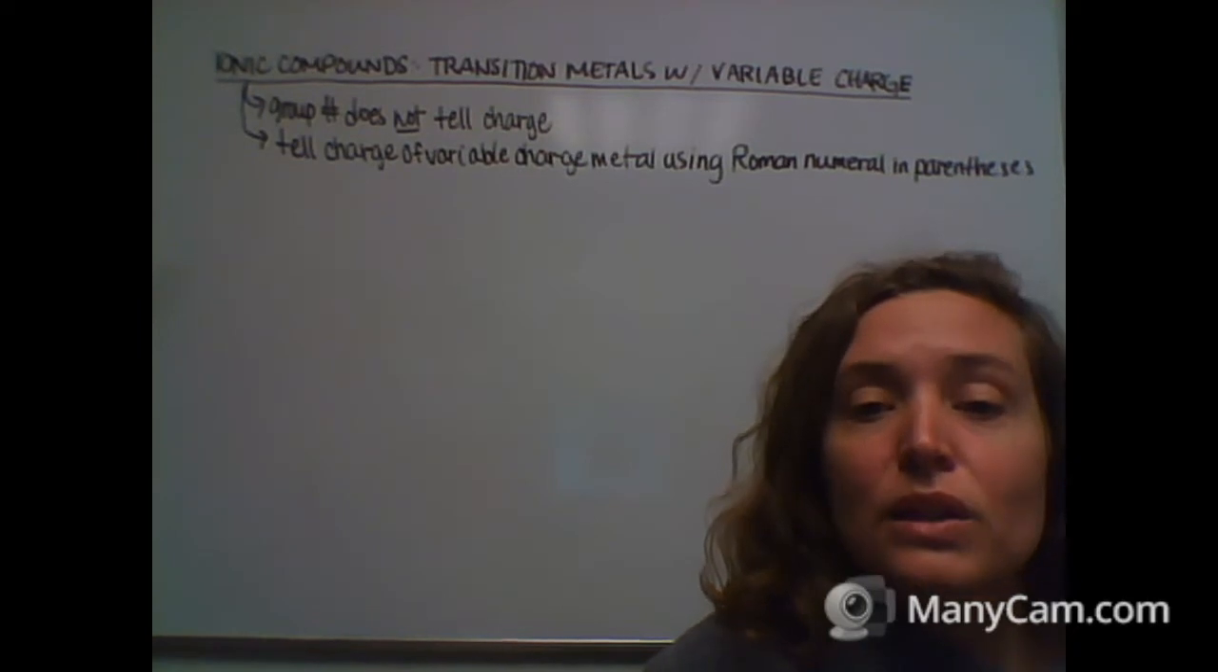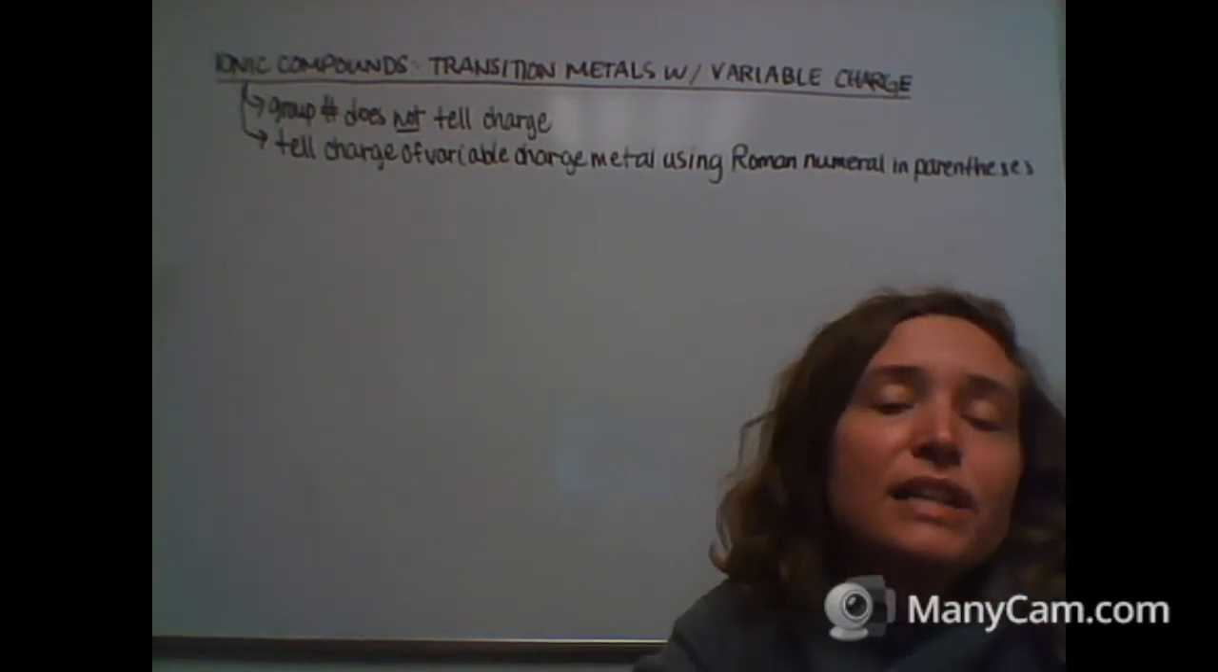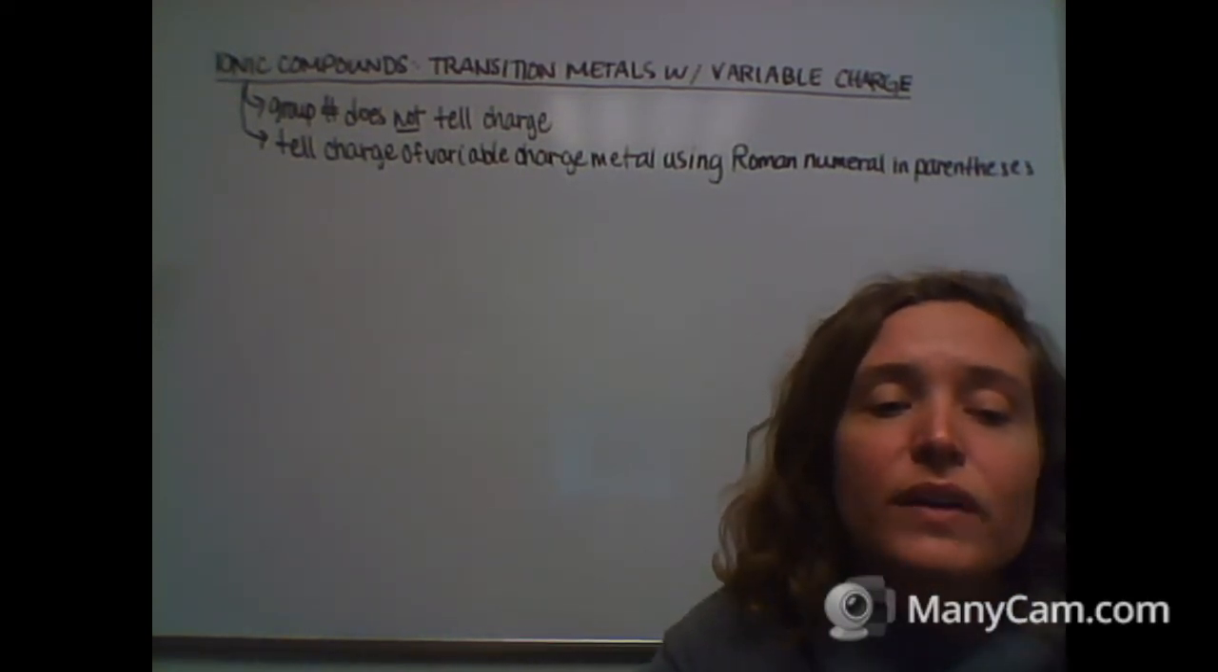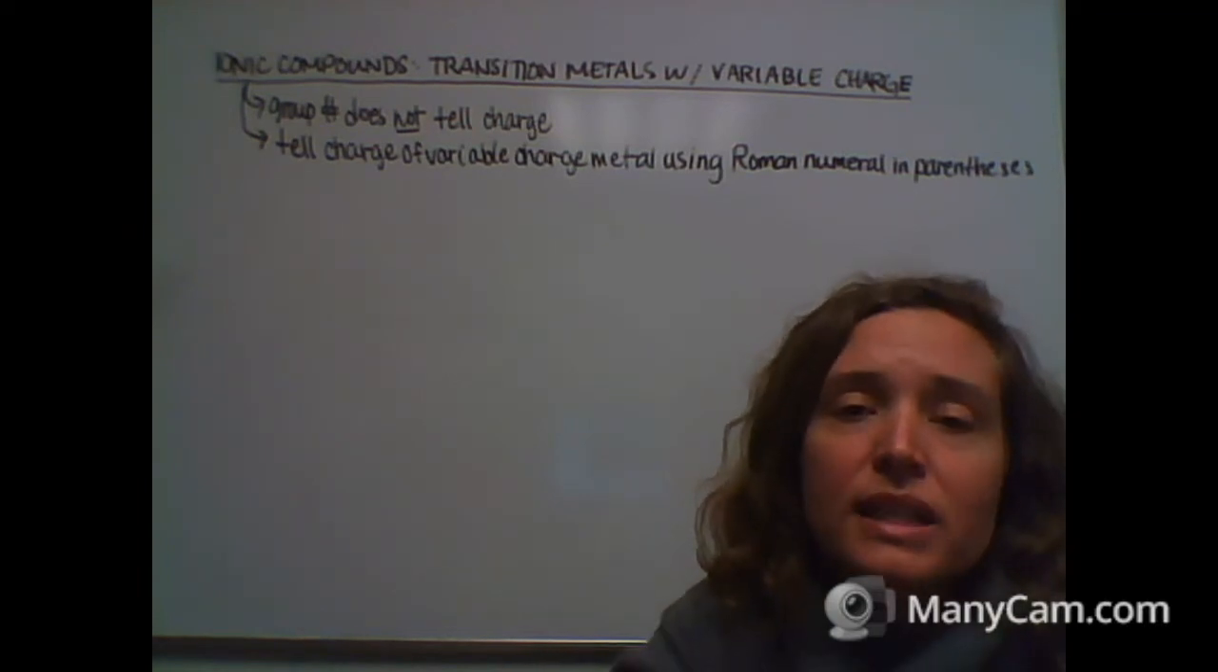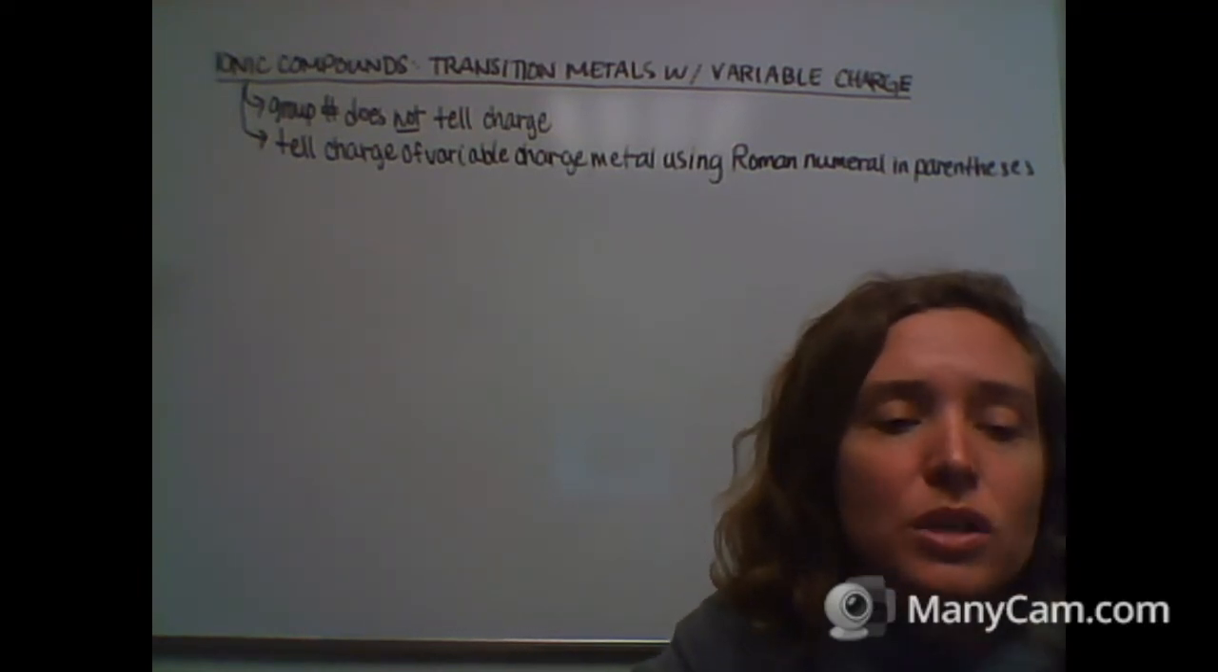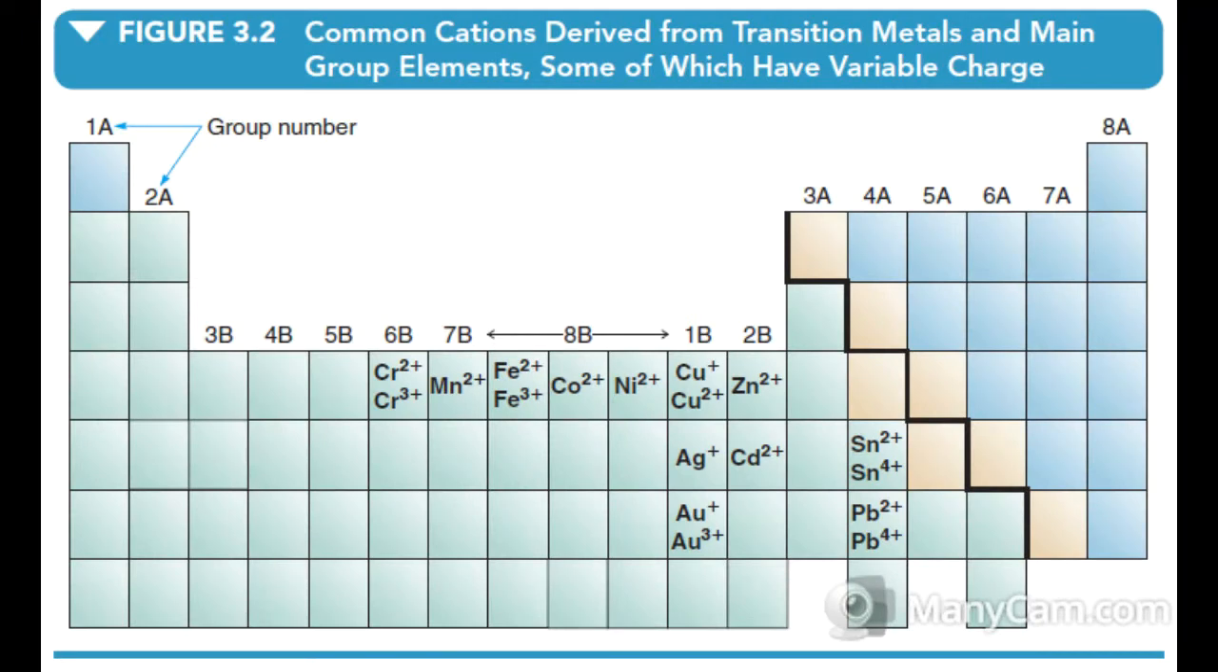All right, so let me show you the chart that you will always receive on quizzes and exams to figure out which transition metals can and do have a variable charge. So this is the chart right here, showing from left to right. Chromium, up in group 6B, can either have a 2+ or a 3+ charge. Manganese is a transition metal, but it can only have one charge. But it's included in there because it is common.